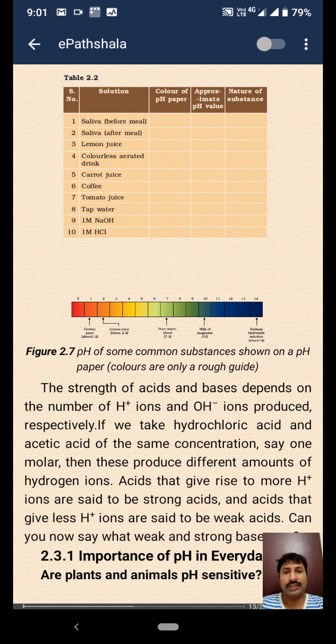Potence means power. See, the scale is divided into different colors from red to blue or violet. The blue one is 14 and the red one is 0. When it is 0 to 6, it is called acid, 7 is neutral, and 8 to 14 is a base, of course. 0 to 3 are strong acids like HCl, HNO3, H2SO4. 4 to 6 are weak acids like citric acid, CH3COOH.